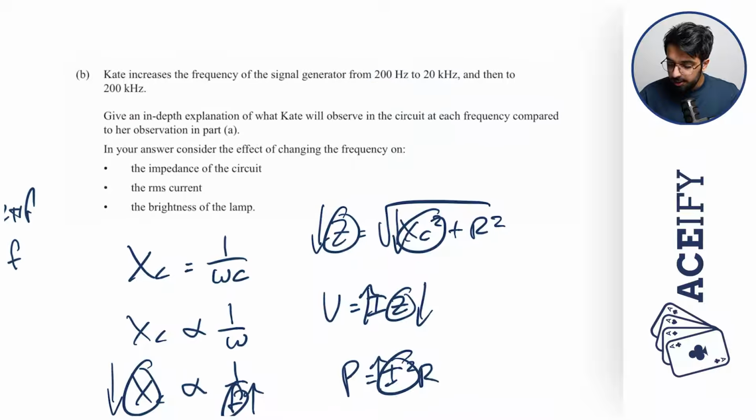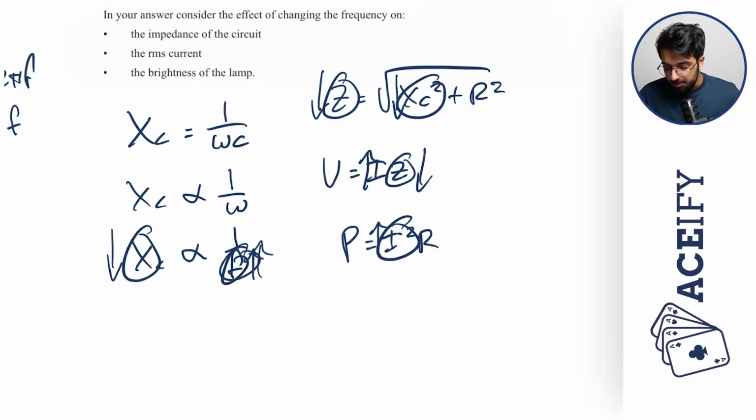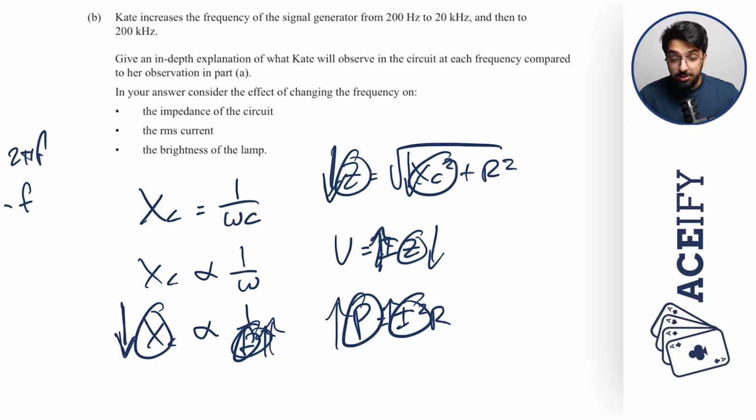And so obviously if we increase from 20 kHz to 200 kHz, the exact same process is going to happen. We're going to increase our frequency once more. Therefore, the reactance of our capacitor is going to decrease once more. Therefore, our total impedance is going to decrease. Therefore, our current will increase, and therefore our power will also increase once more, making the lamp glow even brighter. And so you can write that in words.